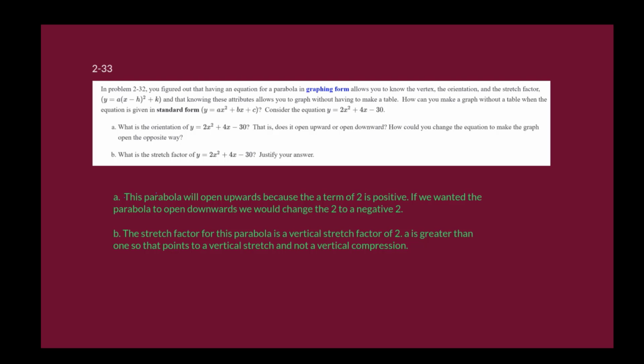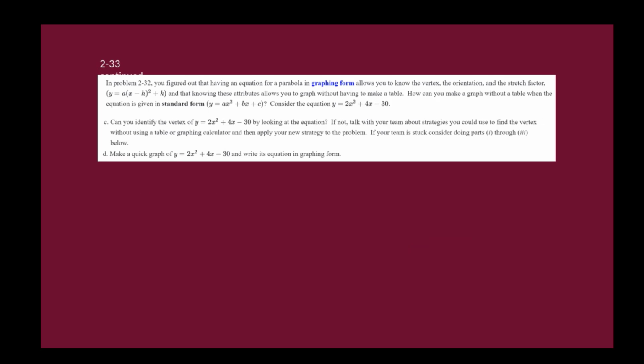On B, it's asking you what the stretch factor is. Well, this one has a vertical stretch of 2. A is greater than 1, so that points to a vertical stretch and not a vertical compression. So that's all there is to that particular part of the problem. Now we're going to move on to the more detailed part.